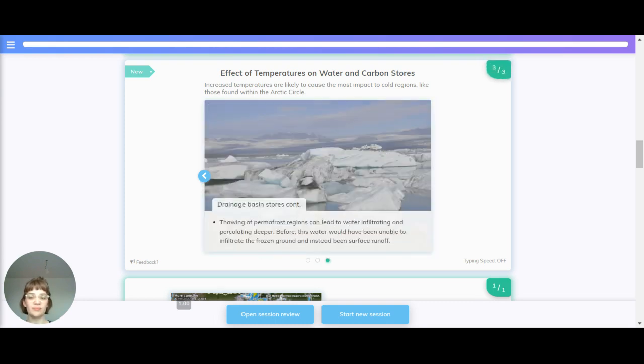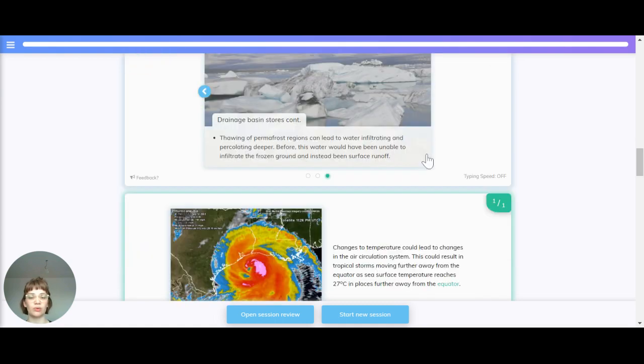Drainage basin stores continue. Thawing of permafrost regions can lead to water infiltrating and percolating deeper. Before this, the water would have been unable to infiltrate the frozen ground and instead been surface runoff.